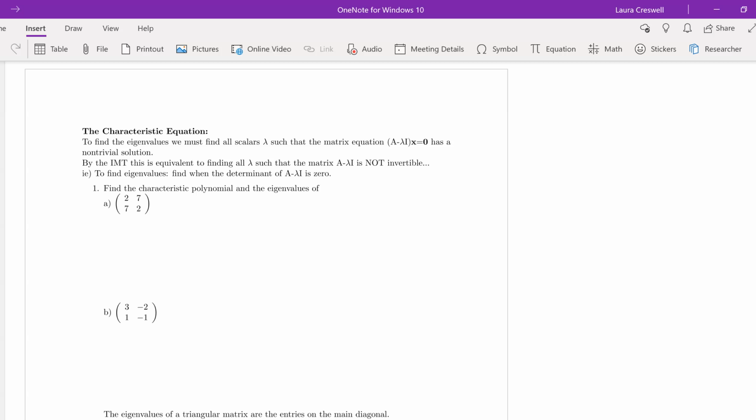Now we move into how to find the eigenvalues. So far, I've just been telling you how to verify, but not how to find them. Okay, so how do we find them?